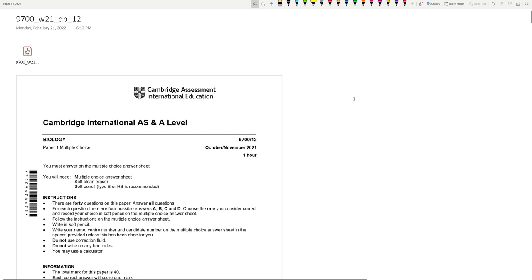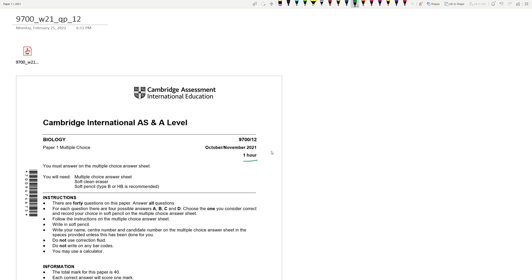We're solving this biology paper today. This is October-November 2021, 9700, paper 1-2. Okay, so I'll be doing the whole 2021 series, by the way, very soon. There are a few changes, right?